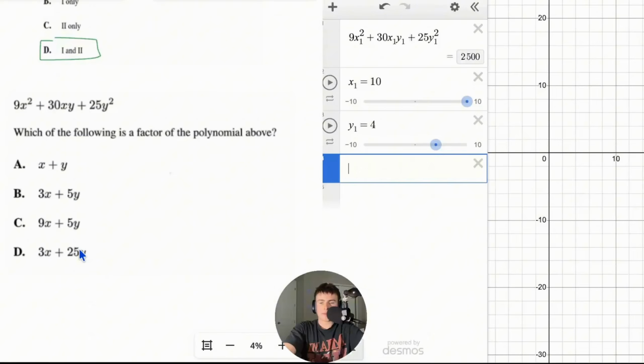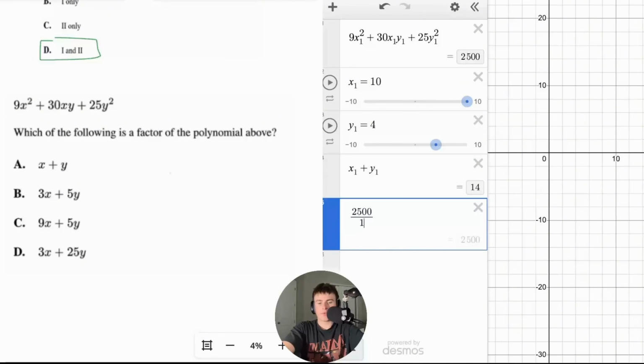So you want to plug in all the options and see which one divides into the given expression and results in an integer, because that's going to be a factor. Or sometimes it'll be a perfect square. It depends on the structure of the equation. But like A, for example, this is 14. Does 2500 go into 14, or the other way around I meant? No, it does not. It's a decimal.